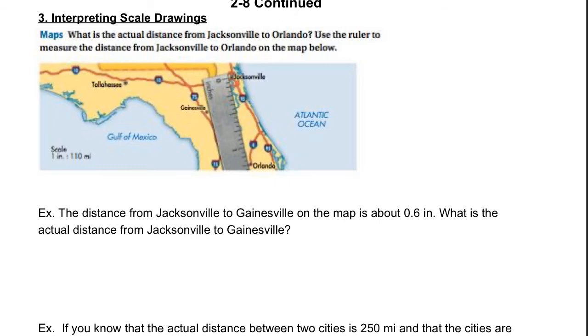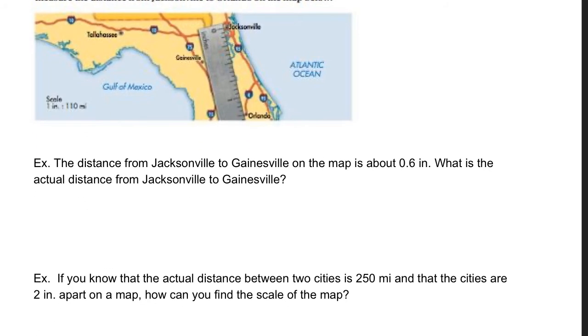Okay, so our scale on the map, I'll move this down a little bit. We can see it's 1 inch is 110 miles. And it says the distance from Jacksonville to Gainesville is about 0.6 inches. So we've got to find the actual distance. So we're going to do the ratio of the map distance to the actual distance. So the map distance is 1 inch for every 110 real miles. So we measured 0.6 inches on the map, and we don't know how many actual miles.